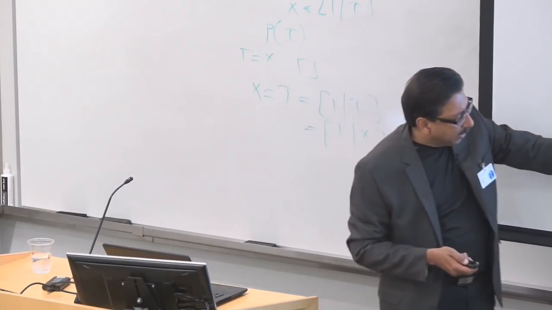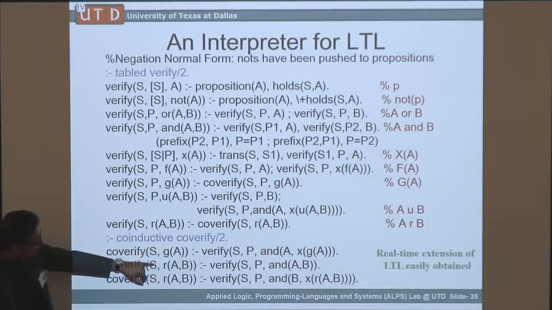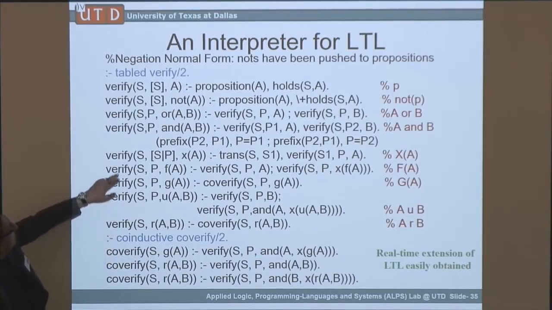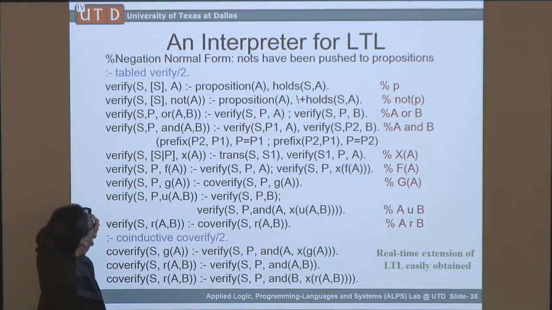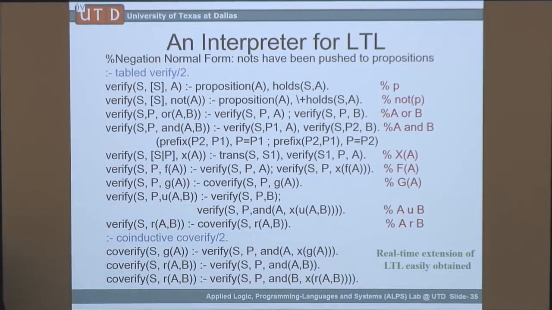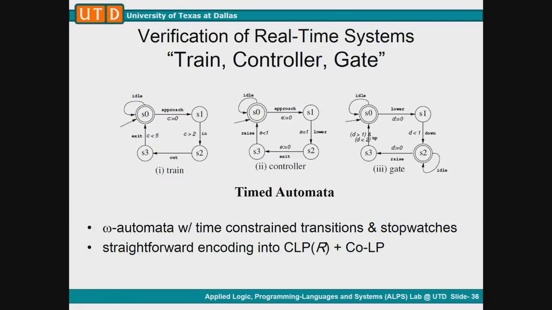So you can see that the greatest fixed point based operators, like global and release, are co-inductive, and the least fixed point based operators, future and until, are inductive. And you've got or, and all those things. And you can see this on the side. So in one page you can write this, and now we can solve the problem that got us motivated here.